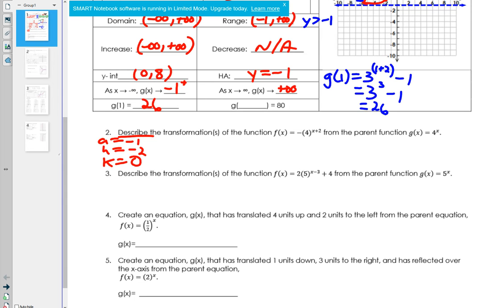So when a is negative 1, what has occurred? Good, only an x-axis reflection, nothing else for that. X-axis reflection. How about when h is negative 2?